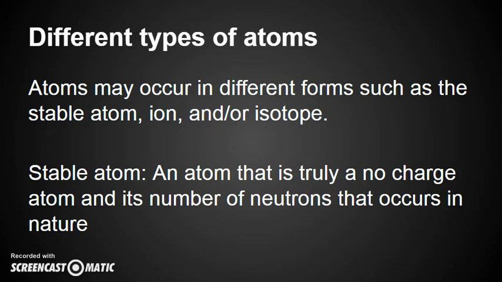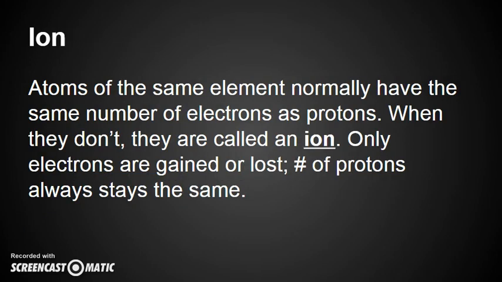The stable atom is an atom that has no charge and its number of neutrons occurs in nature. So if it's carbon, if the atomic mass says that it's going to be 12, it's going to have 6 protons, 6 neutrons, and 6 electrons. It has no charge, and we're going to take that average and subtract the amount of protons from it, and that'll give us about what generally occurs in nature as far as the neutrons.